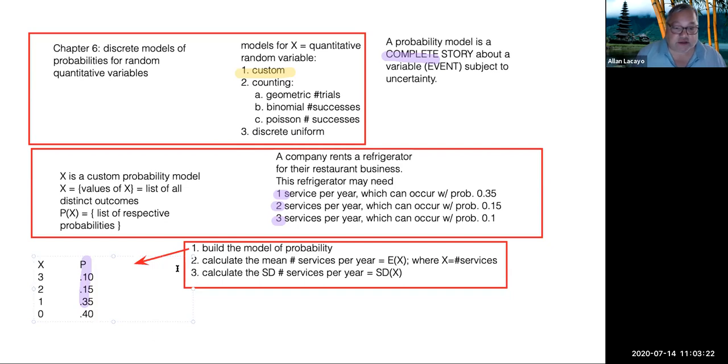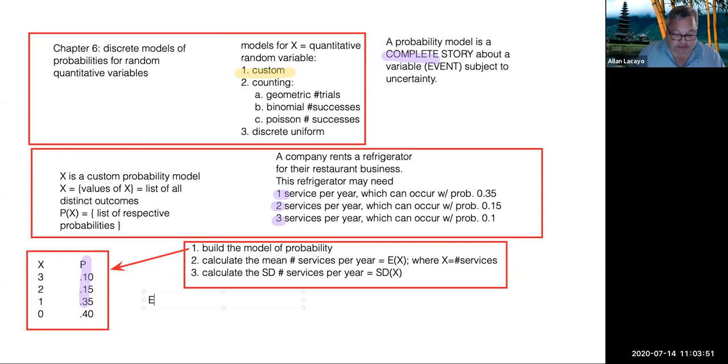Okay. So I have completed task number 1. I've completed the task of building the model of probability. Okay, so that was part 1 of my problem here. Part 2 is calculating the expected value and calculating the standard deviation. And the way we do this in models of probability is with the following formulas.